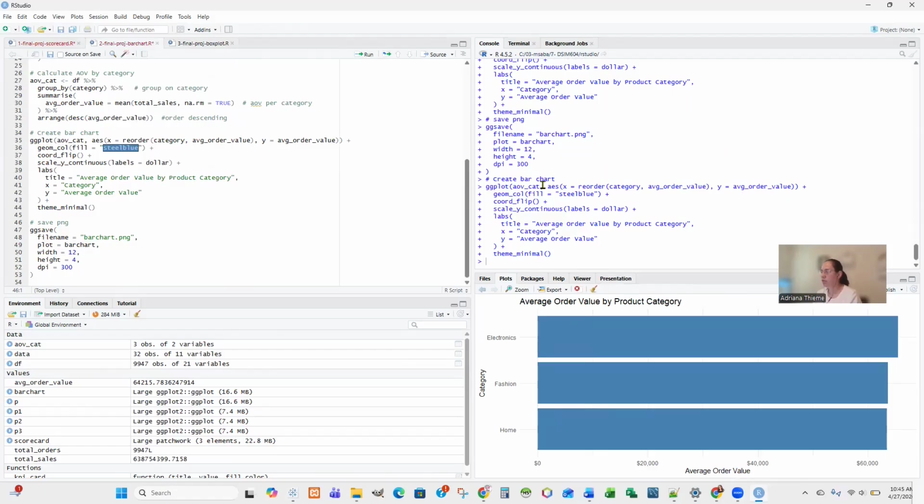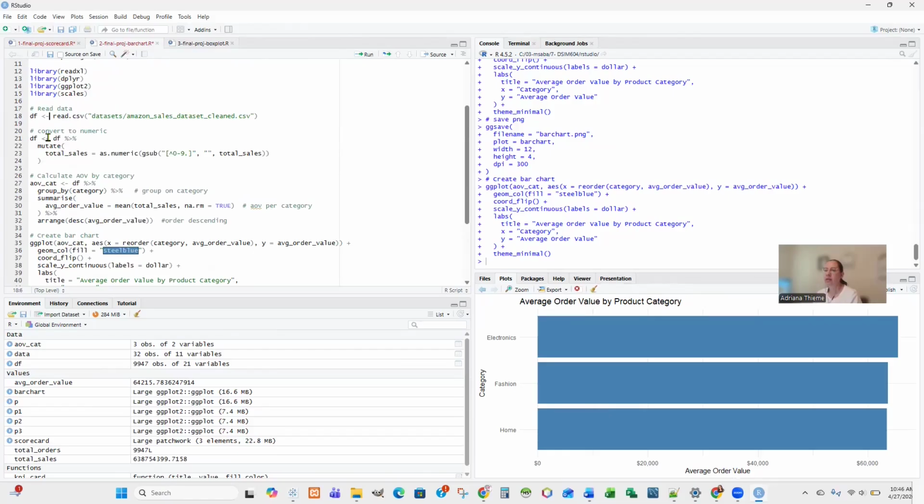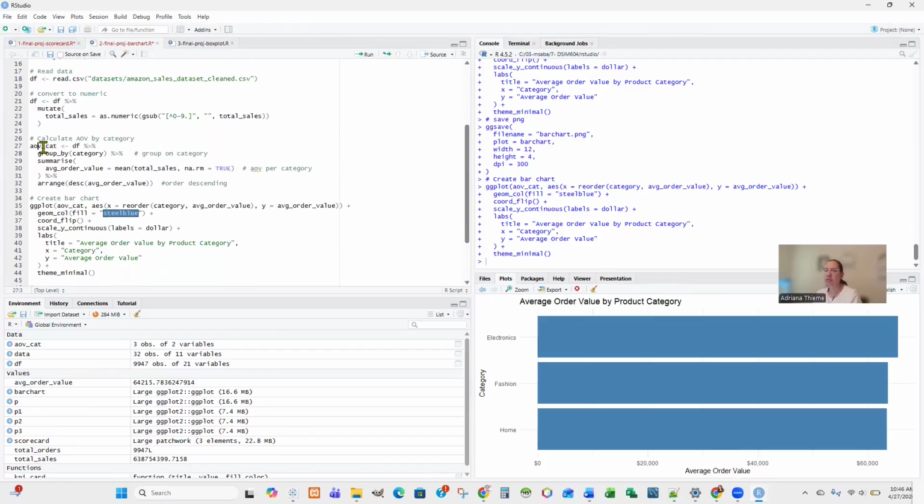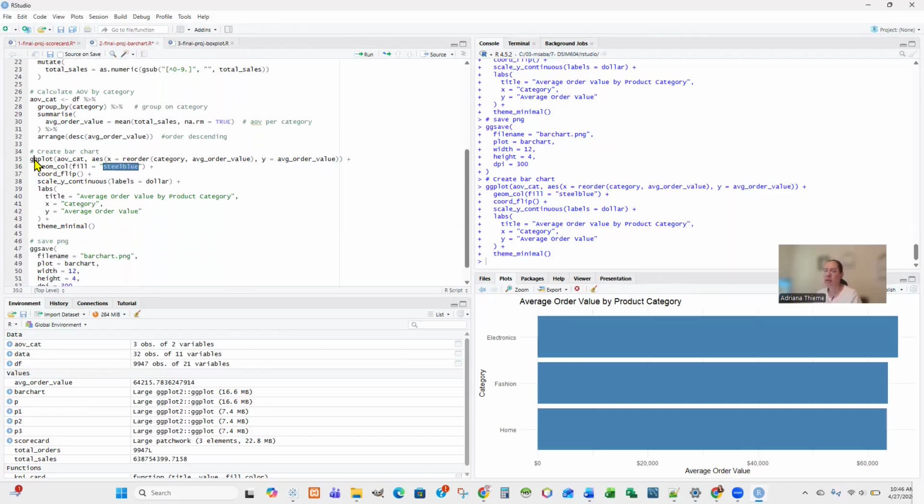The next chart we're going to look into is the average order value by product category. We've already analyzed a similar chart in Tableau, so I'll just explain a little bit of how I've done this chart in R. After loading the data set, I needed to convert some of the fields, the total sales fields, to numeric. And I proceeded to calculate the AOV by category. So I grouped the categories and I calculated the average order value. And then I sorted in descending order, so you can see which category contributes the most first at the top. And then I finally created a bar chart using ggplot.